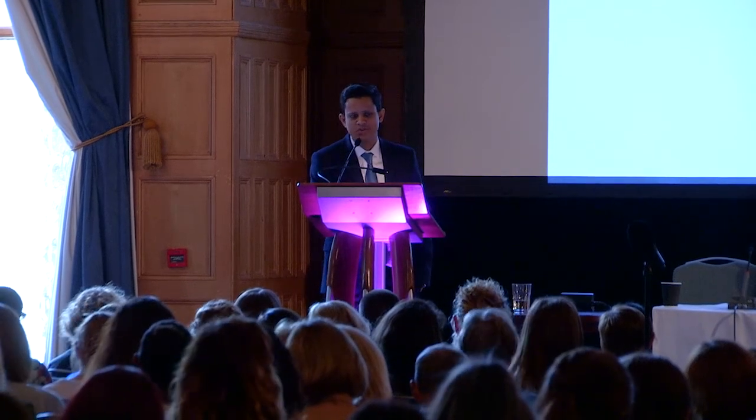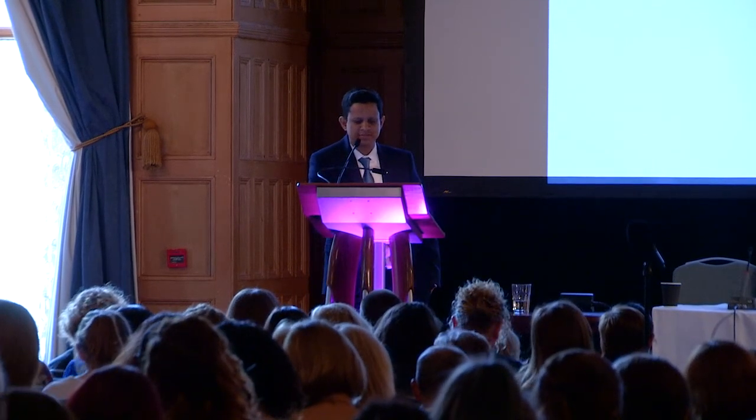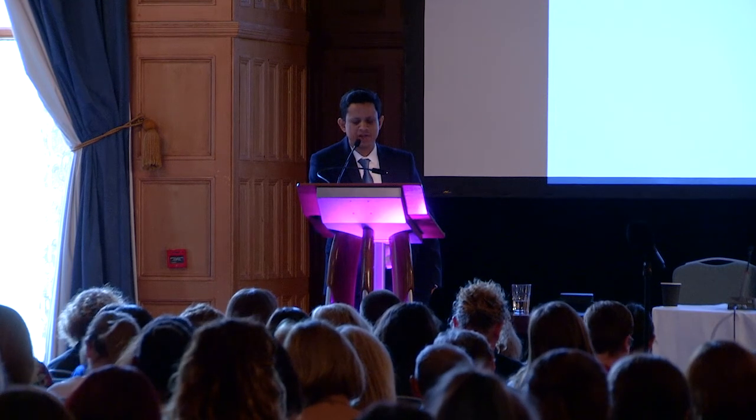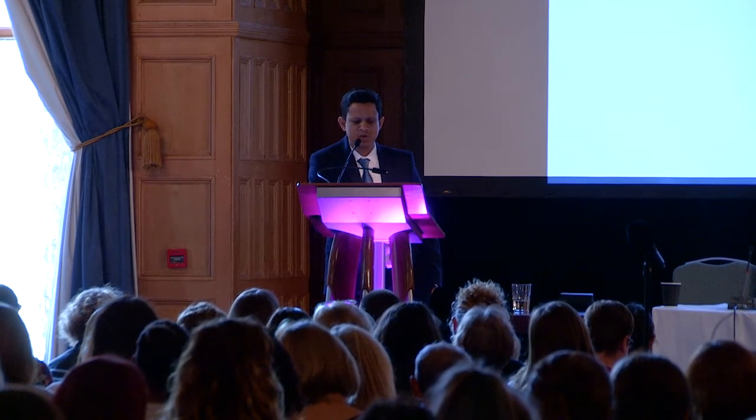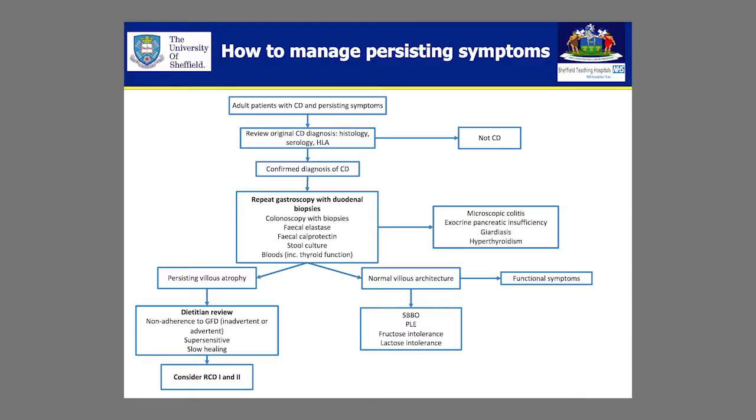So finally, I'm just going to talk to you about persisting symptoms and how we should manage these patients, which I think Nick has touched on slightly as well. So this is our algorithm from our national centre here in Sheffield of how we manage patients with persisting symptoms. What I want you to do is just look at the top of this slide, and what you'll see is that the first thing we do is make sure and establish that this patient actually has confirmed celiac disease. So we'll have a look at their bloods, we'll check their histology, and we'll check their genetic typing if it has been done.